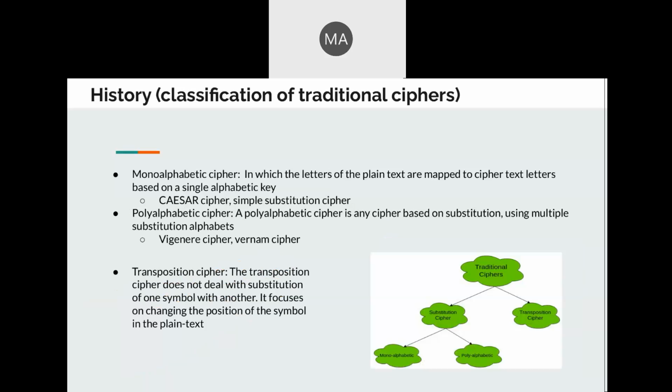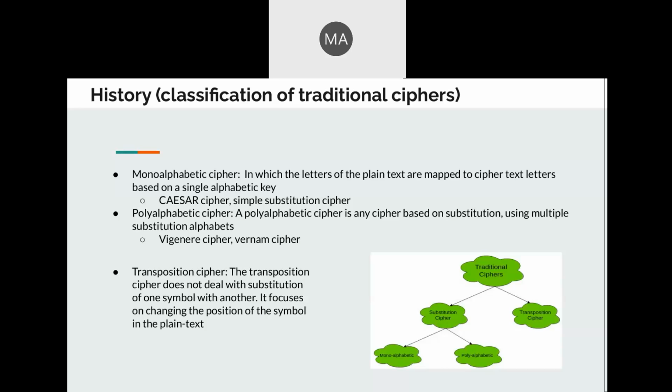So in this slide, we can see the classification of traditional ciphers. All such ciphers were mainly symmetric key in nature. Broadly, they are of two types. One is substitution cipher, and the other one is transposition cipher. Then the substitution cipher is again classified into two types. One is monoalphabetic substitution cipher, and the other one is polyalphabetic substitution cipher.